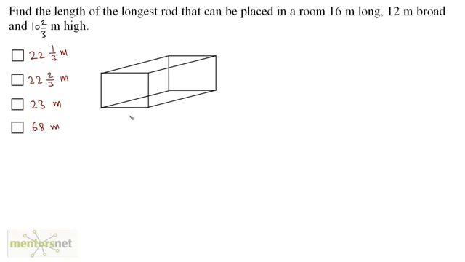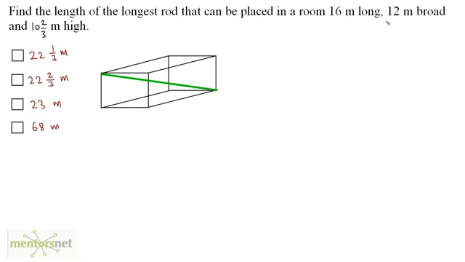So let's say that this is the room, and this is basically a three-dimensional figure of a room. So the rod, if it should be longest, it should be the length of the diagonal of this room, right? Then only it can be the longest. If the rod is longer than this diagonal, it cannot fit in this room. So basically we want to calculate what is the length of this diagonal.